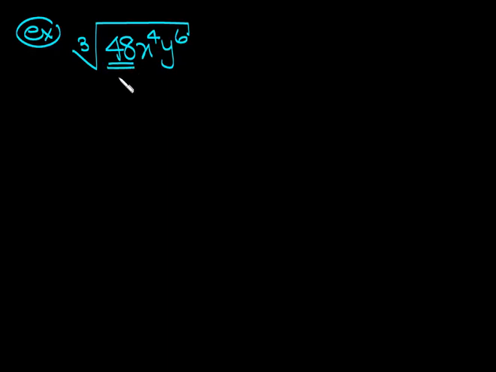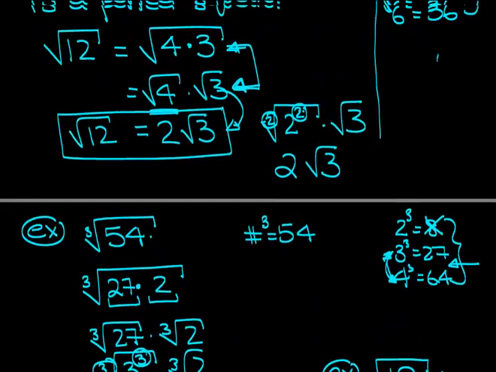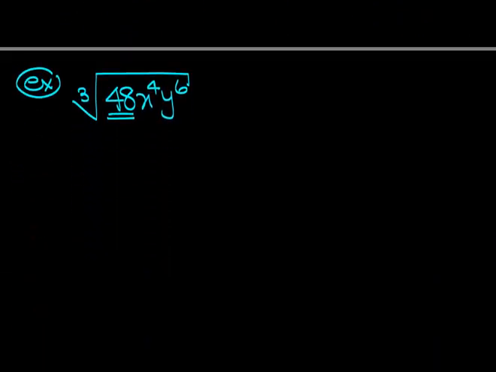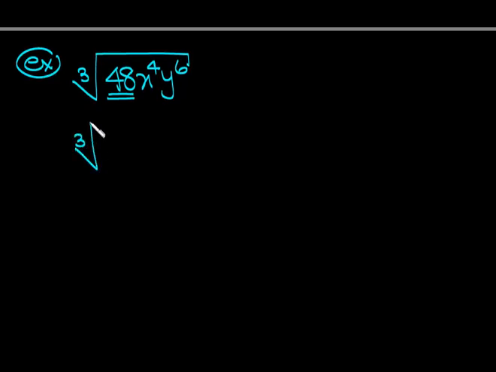48 is not a perfect cube. So ask yourself, can I write 48 as a product of two numbers where one of them is a perfect cube? Does 8 times something give me 48? Sure, it's 8 times 6. That works. So I can write the cube root of 8 times 6.